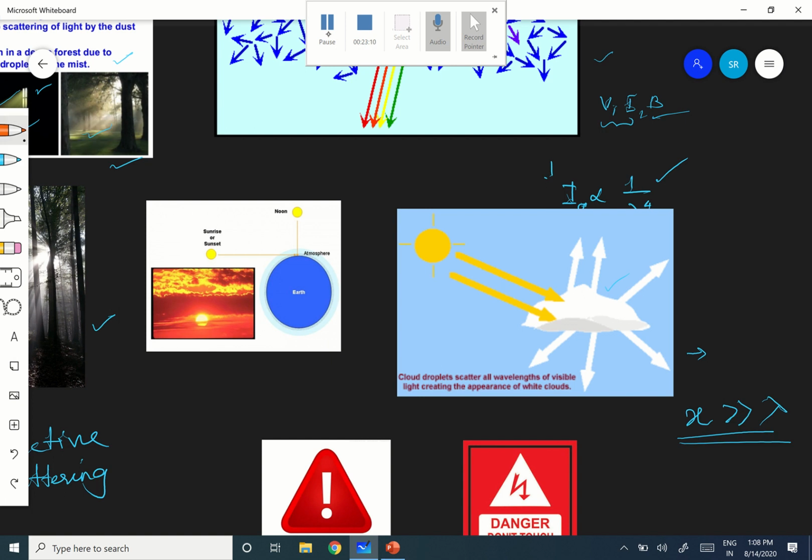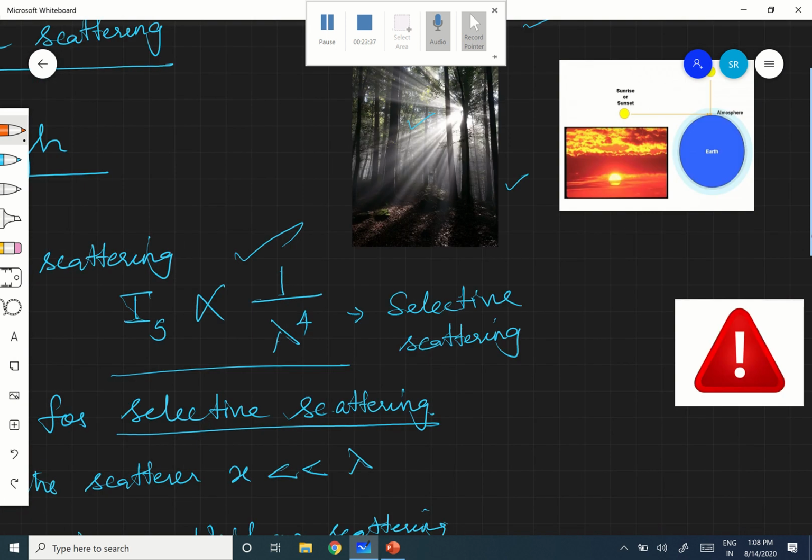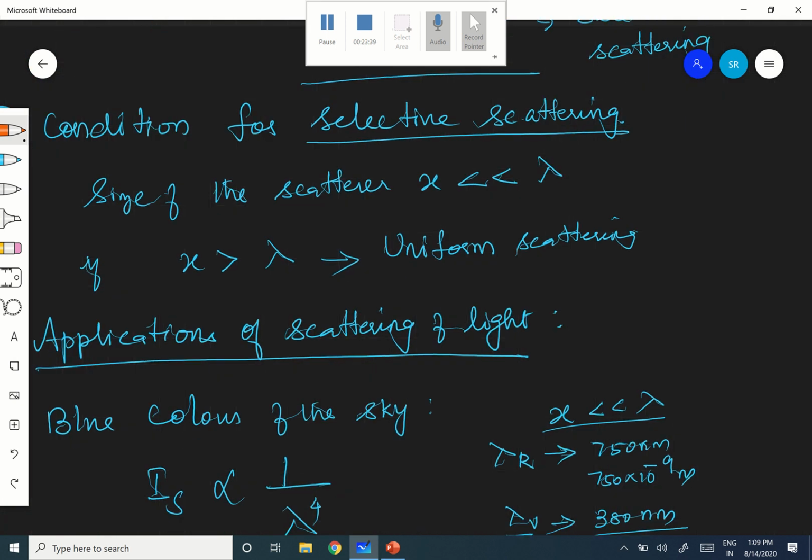Are you following? Clouds appear white here. Why? The reason is that droplets scatter all the wavelengths of visible light, creating the appearance of white cloud. All are equally scattered. No partiality here, no selective scattering. That is why, because the droplet, the scatterer size, is very big when compared to the wavelength. Are you following?